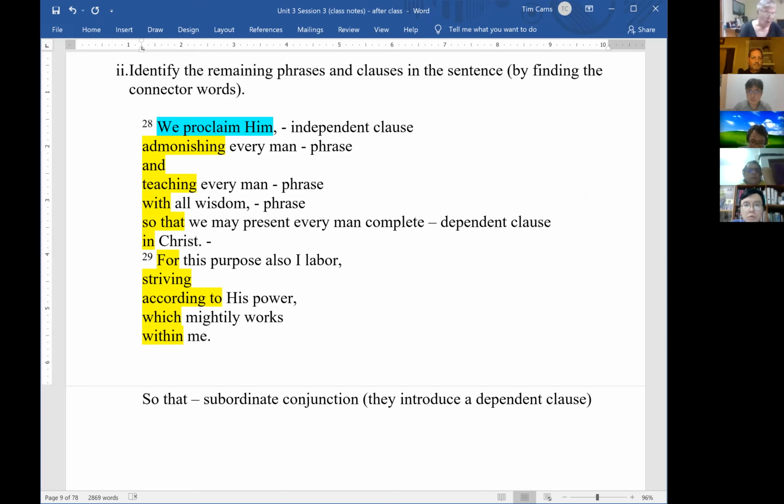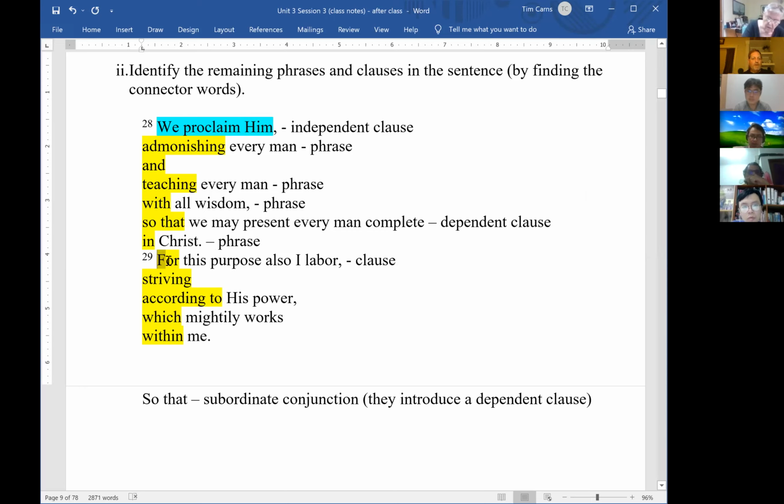Maybe a phrase. Yes. There's no verb, so you've got a phrase. All right, how about this one? For this purpose, I labor. You see a subject and verb here. Labor is a verb. I is a subject. So we have a clause here, correct? Yes. Now, question is it dependent or independent?